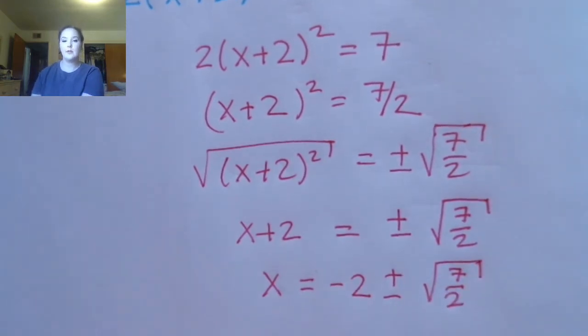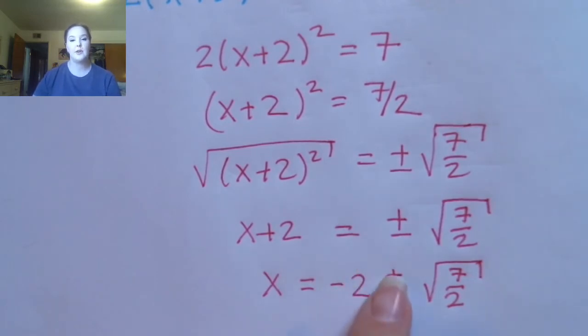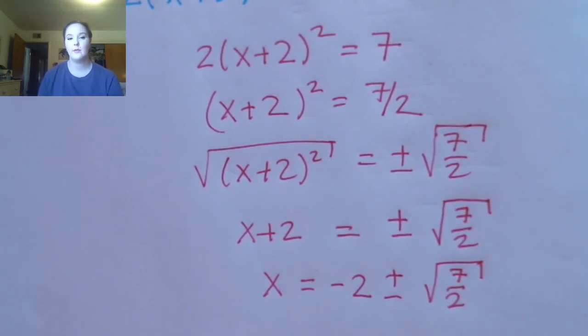Now you can see that radical conjugate pair where we have negative 2, and then we have plus or minus the square root of 7 over 2. All right, let's do another example like that.